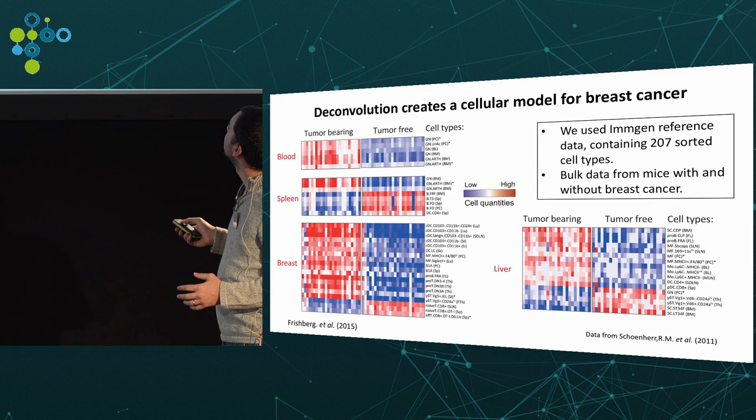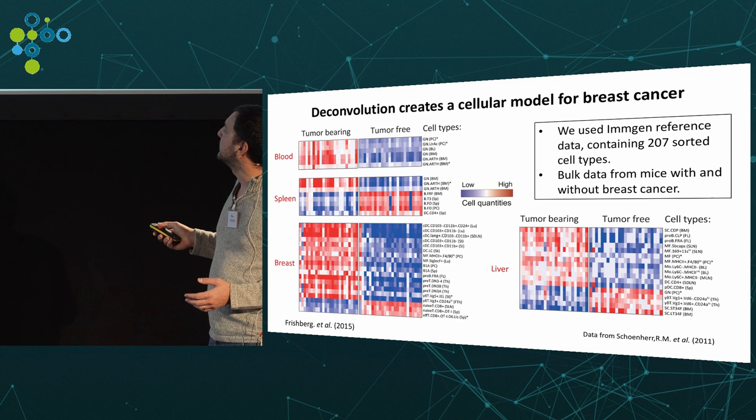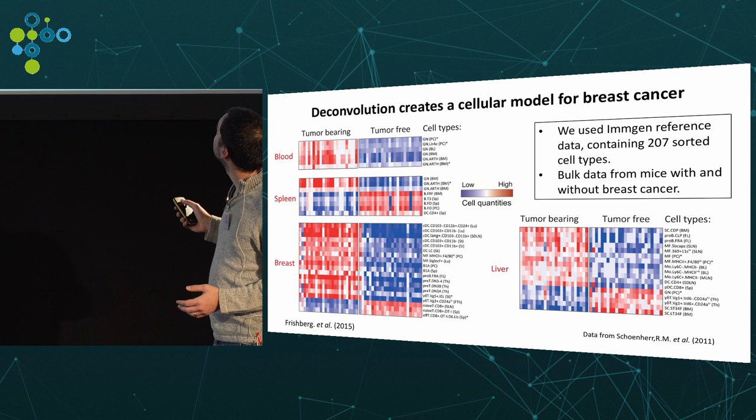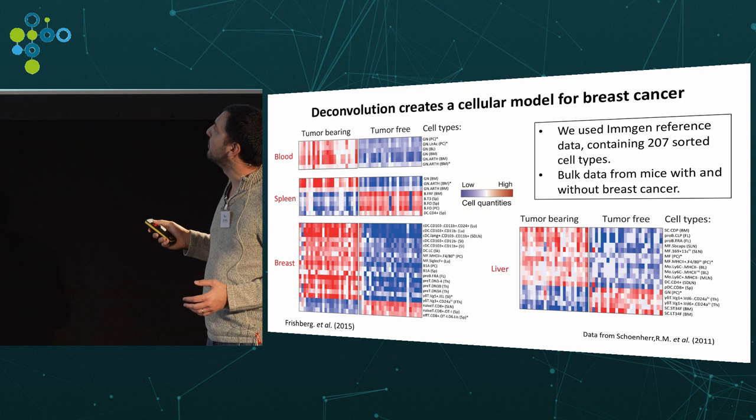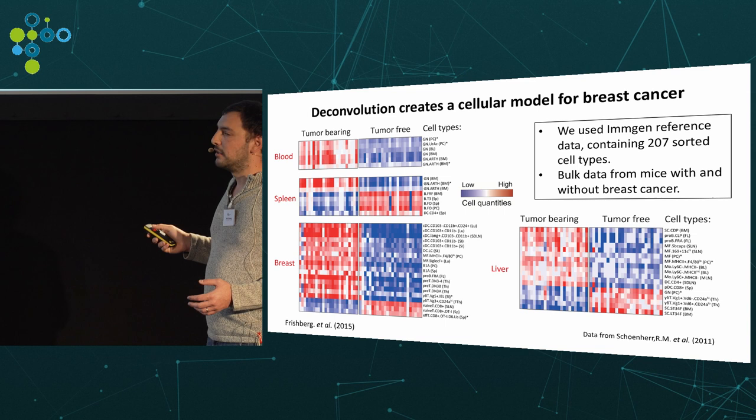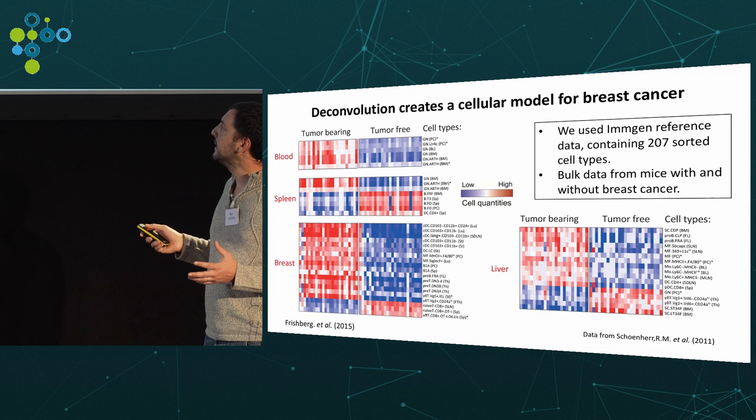For example, we did a project on this kind of analysis, published in 2015, where we took reference data containing 207 cell types, and bulk data from mice with and without breast cancer, and we showed that we can find a quite complex model of changes between cell quantities in tumor-bearing and tumor-free mice based on the deconvolution algorithms.